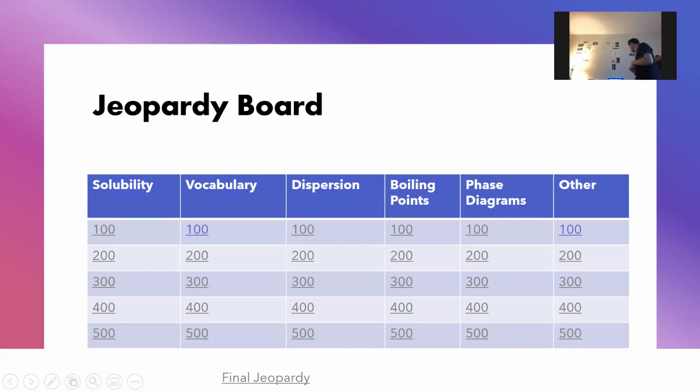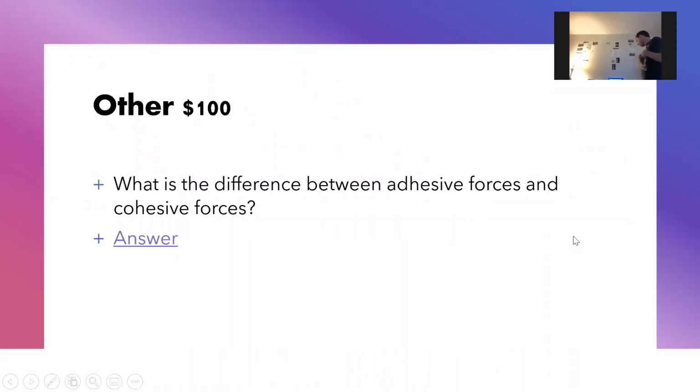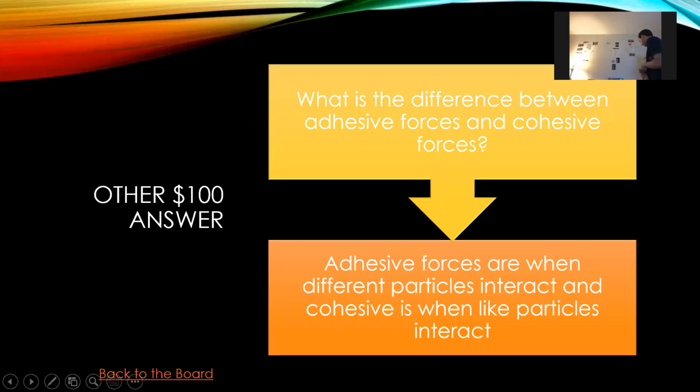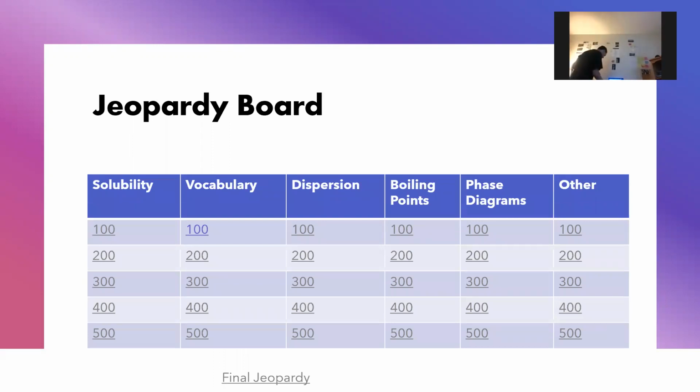And the last category is Other for 1. What is the difference between adhesive forces and cohesive forces? Iodide: What is adhesive forces? It's interactions between different particles, and cohesive is interaction between like particles. That is the right answer. Different particles interact for adhesive, and the same kind is cohesive. Now we made it through the board.